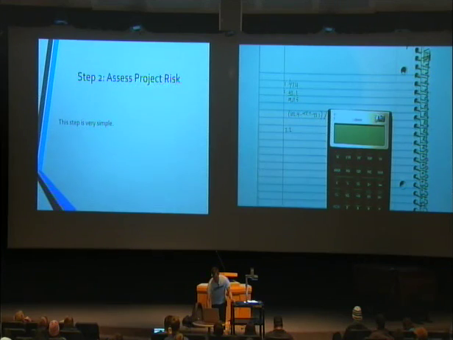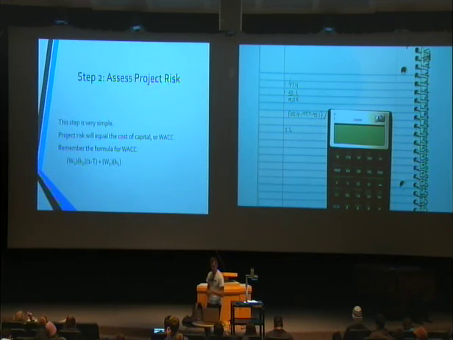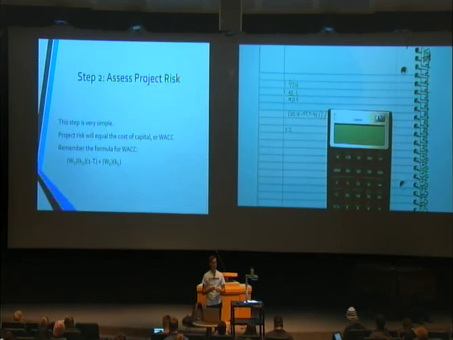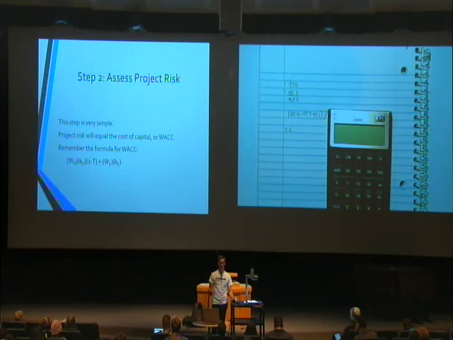So step 2 is assessing project risk, and this is basically our WACC, right, the cost of capital. You guys remember this equation for calculating the WACC. It's the weight of your debt times the cost of your debt times 1 minus the tax rate, plus the weight of your equity times the cost of your equity, right, which you can find using the CAPM equation.